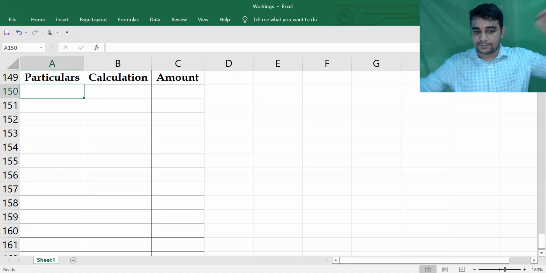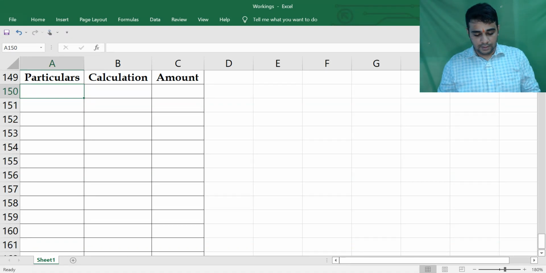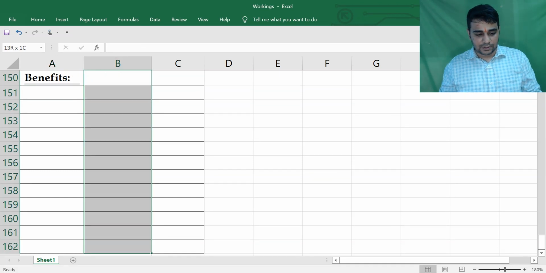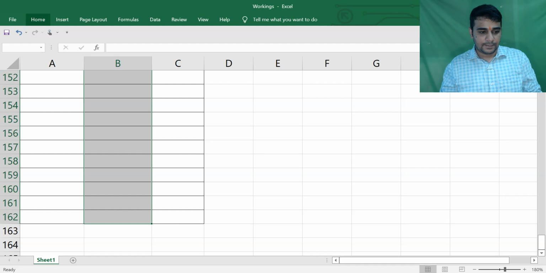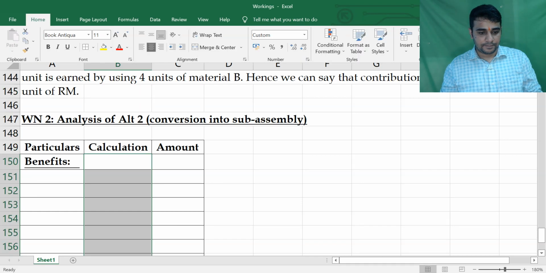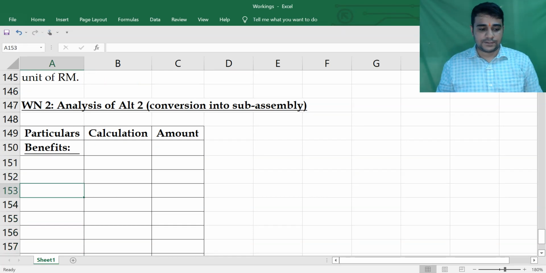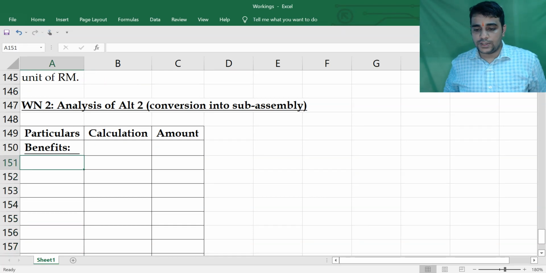Conversion into sub-assembly. Again, benefits, and then we'll capture the costs.